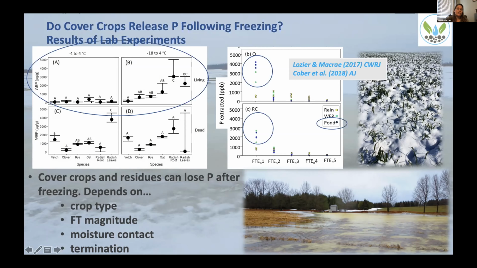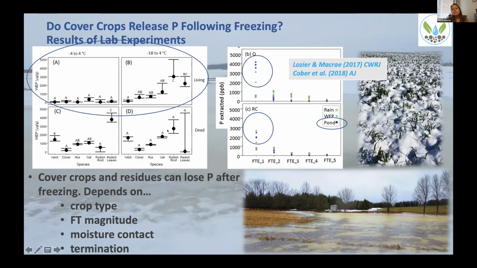We also found that it is affected by frost severity. Our experimental treatment that James Kober used was -4 to +4, as opposed to -18 to +4, and this is really what might be experienced under the snowpack in the Great Lakes region. When you look at the moderate frosts that we typically experience, our cover crops are not at risk of releasing quite as much as they might be in a more severe climate. So crop type and freeze-thaw magnitude are important.